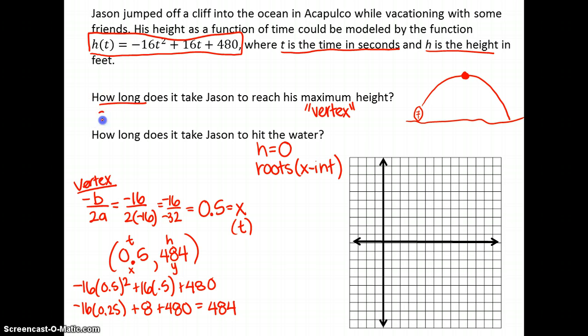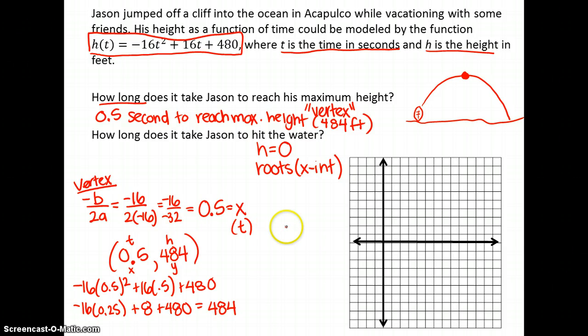So it says, how long does it take? Well, it takes half a second to reach the max height, which is 484 feet. So using the vertex, using the roots, using the characteristics that we know, we can relate them to this problem.